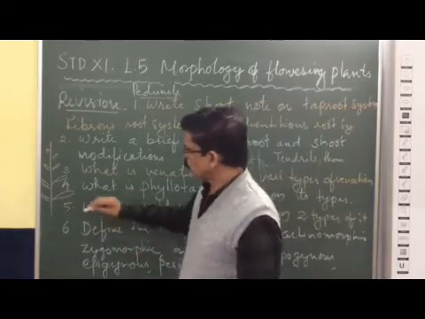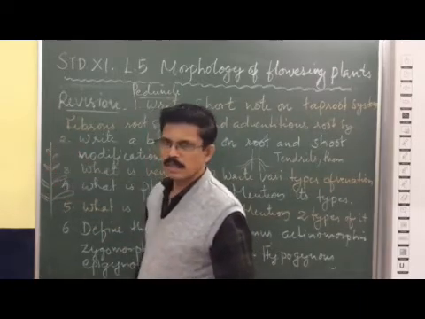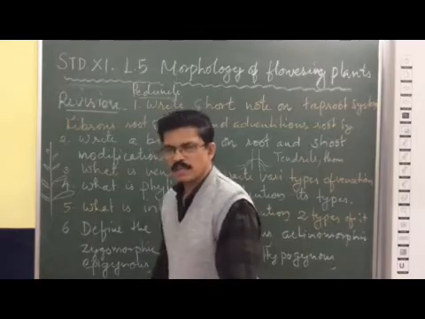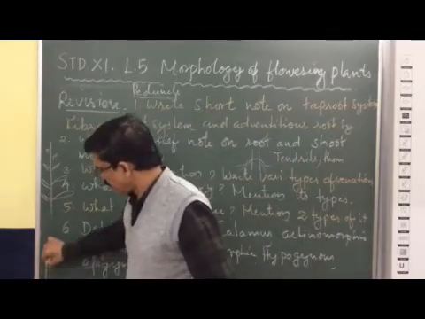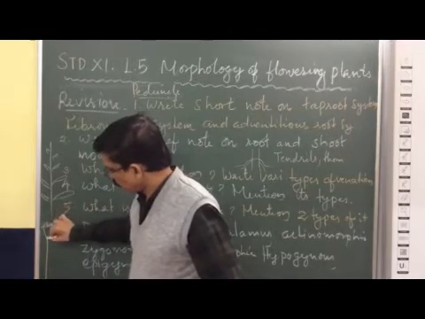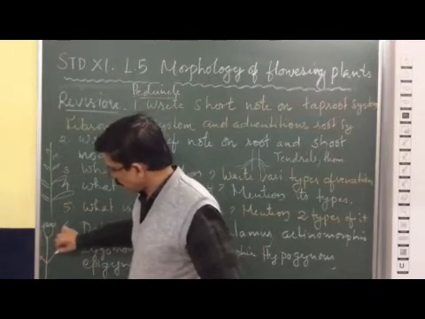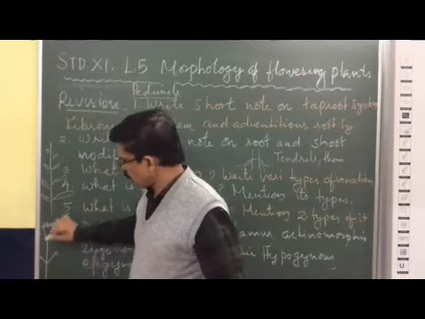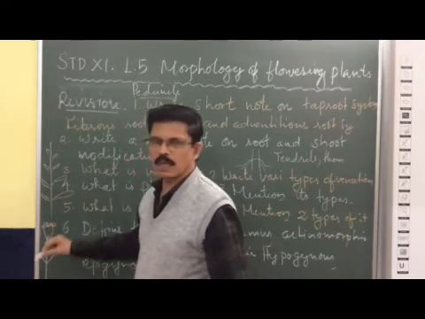The peduncle grows indefinitely, producing flowers on lateral sides in acropetal succession. Whereas in cymose inflorescence, the peduncle does not grow indefinitely. The peduncle stops growth by producing the old flower at the top, and the younger flowers are at the base. This is called basipetal succession.